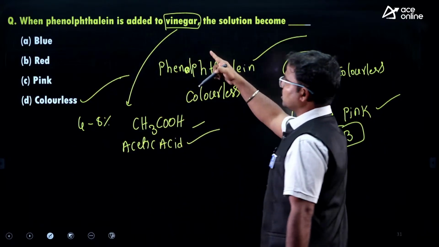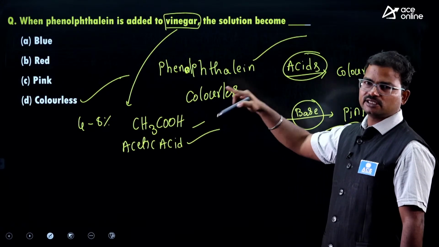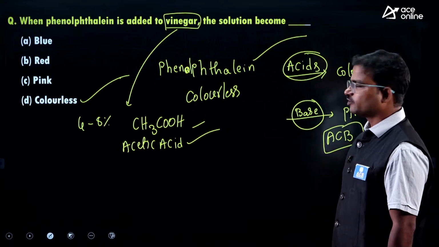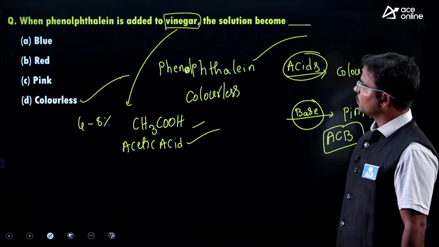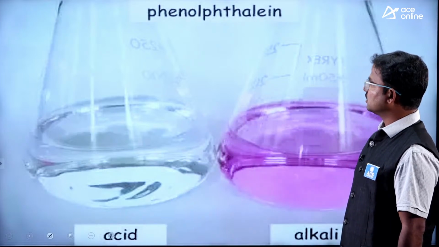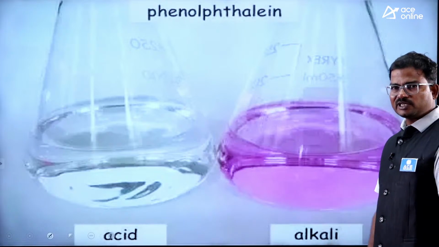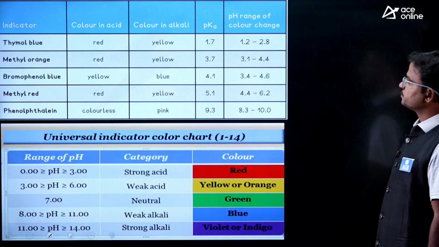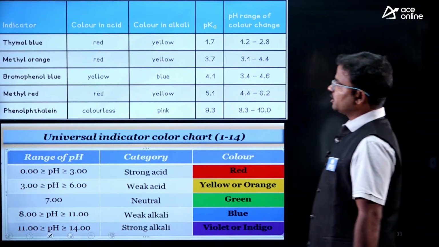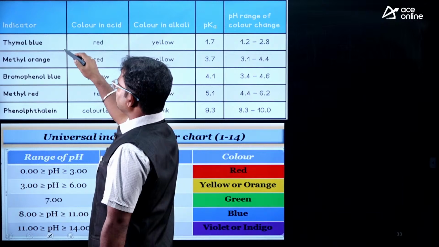Suppose instead of vinegar, if they mention sodium hydroxide or potassium hydroxide, then the color of phenolphthalein turns to pink. So in the presence of acid, colorless; in the presence of base or alkali, pink. Generally, alkali means basic nature. So these are the different indicators. You should also learn some of the indicators by heart.